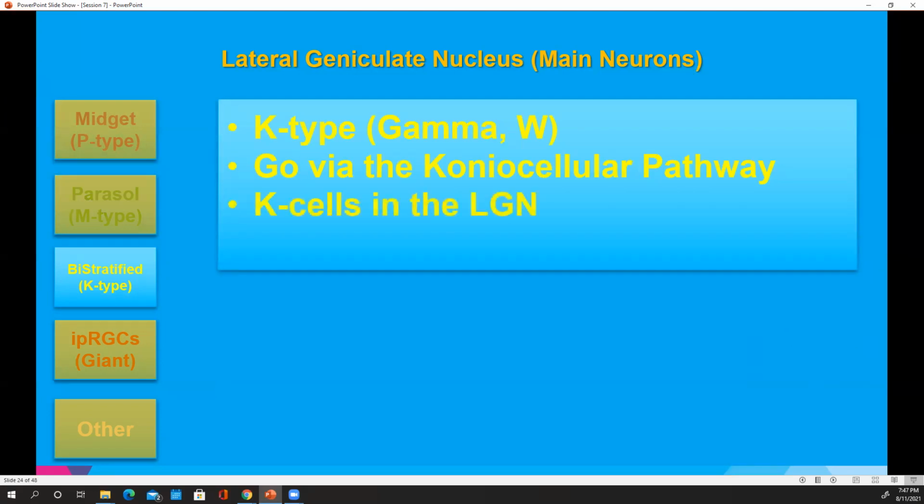These are the K cells in the LGN, or the koniocellular cells, so to speak, the dust cells in the LGN. We know it's blue: it's always on to blue and off to red-green. It's also involved with color perception, and integration.